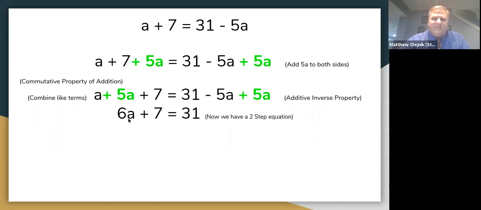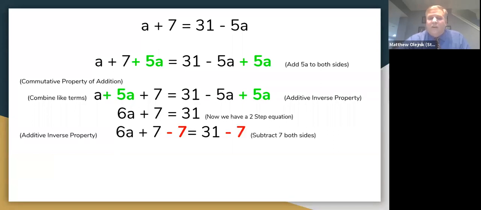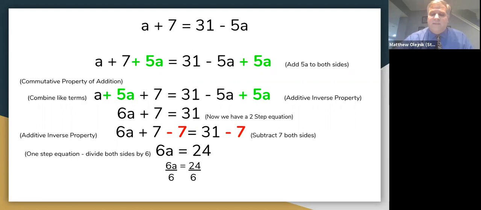That's going to leave us with 6a plus 7 equals 31. Now at this point, we have a two-step equation. Mr. Hess just did a great video about this that you watched at your at-home day. Our next step, when solving a two-step equation, is to subtract 7 from both sides. And then we're going to get 6a equals 24. Divide both sides by 6. And voila, a equals 4. So this is what we expect you to be able to do at the end of our lesson.